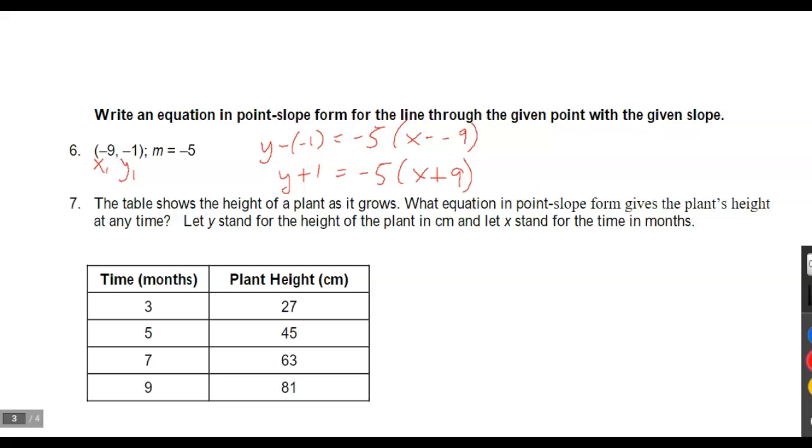Next one, still point slope form. We're going up by 18 and up by 2. They're both going in the positive direction. So 18 over 2 gives me a slope of 9. I can pick any points I want. I'll just pick the first ones, like I usually do, x1, y1. So you get y minus 27 equals my slope, which is 9, times x minus 3.